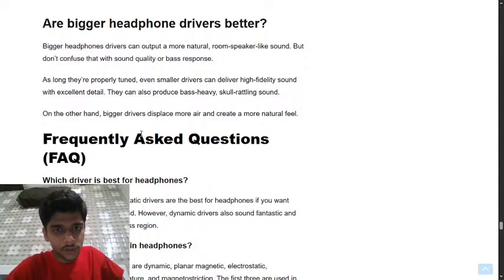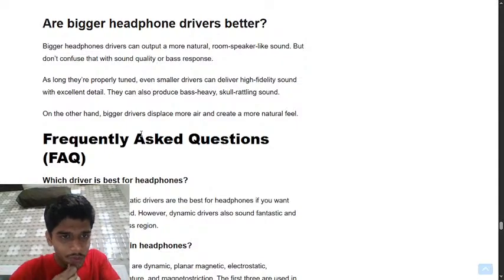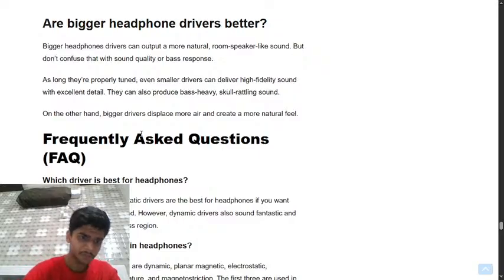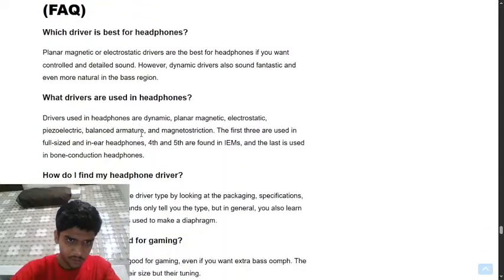Are bigger headphone drivers better? Bigger headphone drivers can output more mature, more speaker-like sound, but can struggle with the quality of bass response. As long as they are properly tuned, even small drivers can deliver high fidelity sound with excellent detail. They can also prevent bass hanging. The bigger drivers displace more air and create a more natural feel.